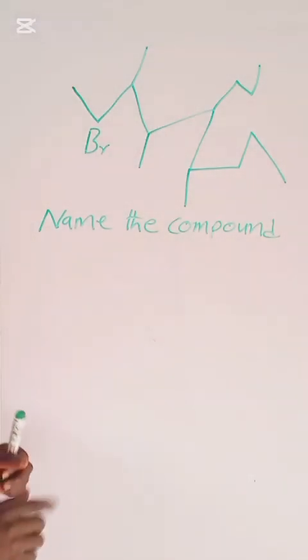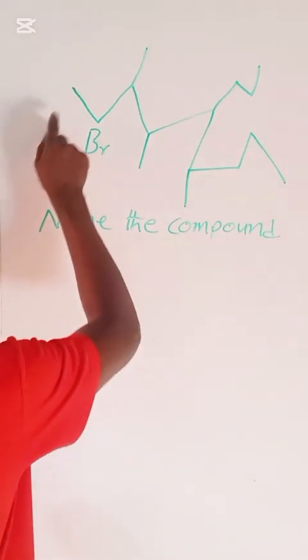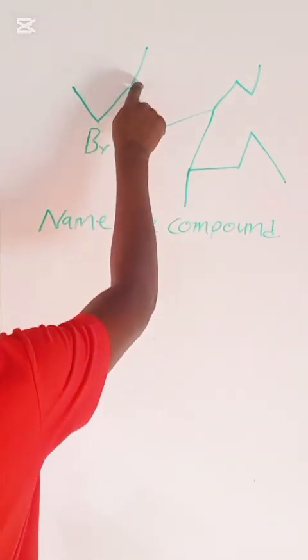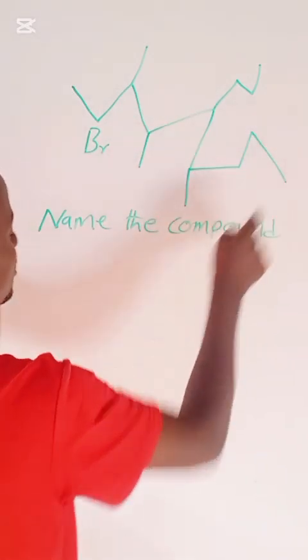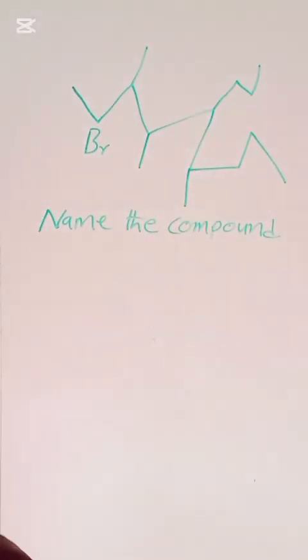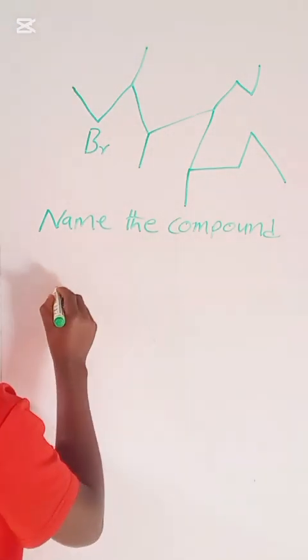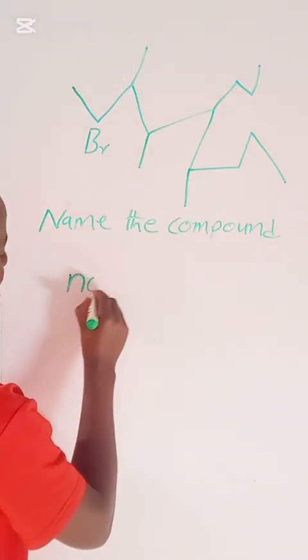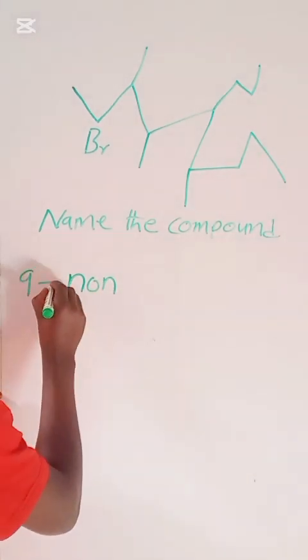So now let's see how we can name this compound. First let's count the longest chain, the parent chain. We have one, two, three, 4, 5, 6, 7, 8, 9. So the parent chain has 9 carbons, and 9 is non. 9 means what? It means non.